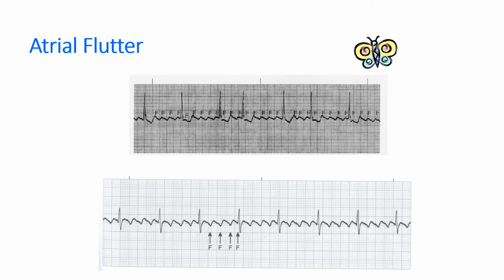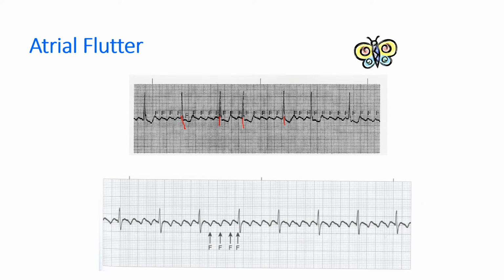So atrial flutter will often conduct at set ratios. So it might be every 4th beat, every 2nd beat. In these examples, the top one is every 4th or 2nd flutter wave. So these are conductions that are going on in the atrium, and then when the QRS occurs, that's when the AV node allows that conduction to go down.